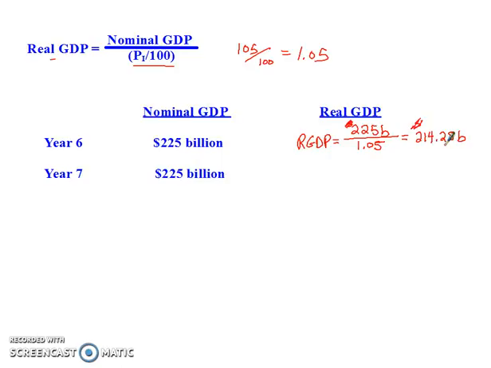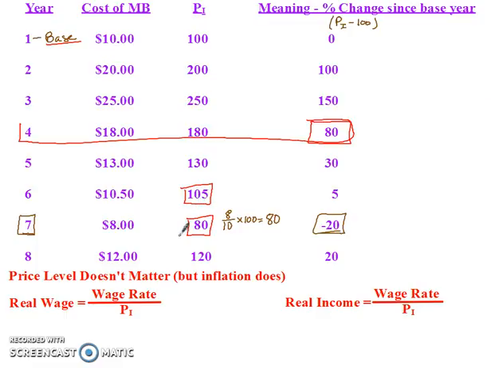Was year 6 better than year 7? Well, I don't know yet. I have to calculate the real gross domestic product for year 7. So again, we're going to take the nominal gross domestic product, which is $225 billion. We're going to take $225 billion divided by the price index for that year, which was 80.